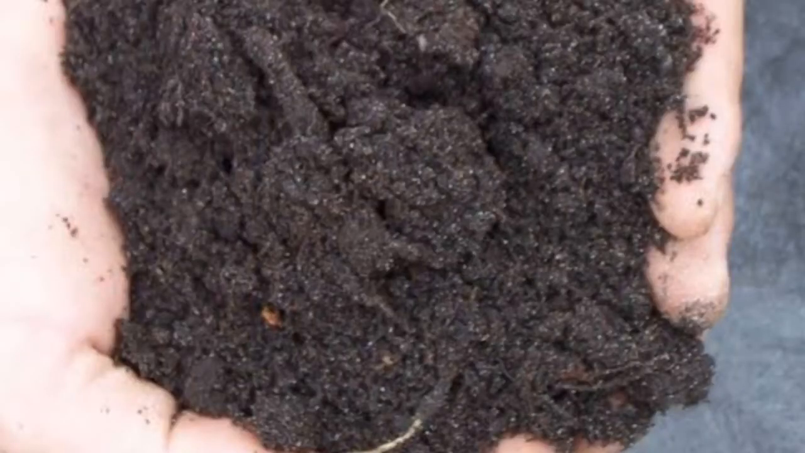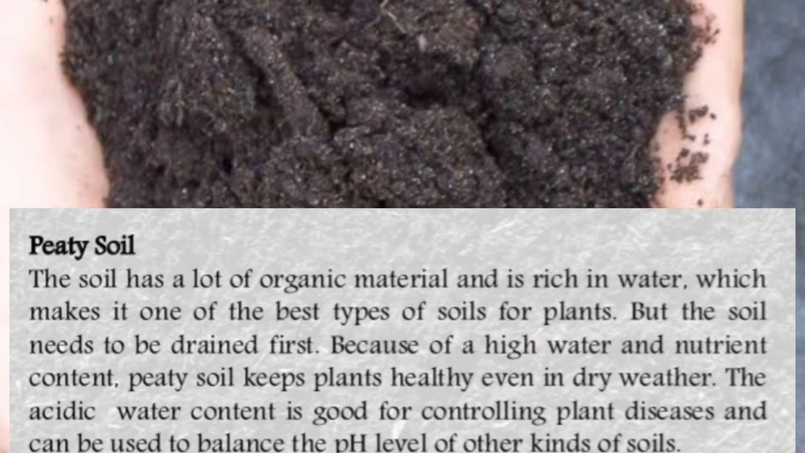The last soil is peaty soil. This soil has a lot of organic material and is rich in water, which make it one of the best type of soil for plants. But the soil needs to be drained first. Because of a high water and nutrient content, peaty soil keeps plants healthy even in dry weather.